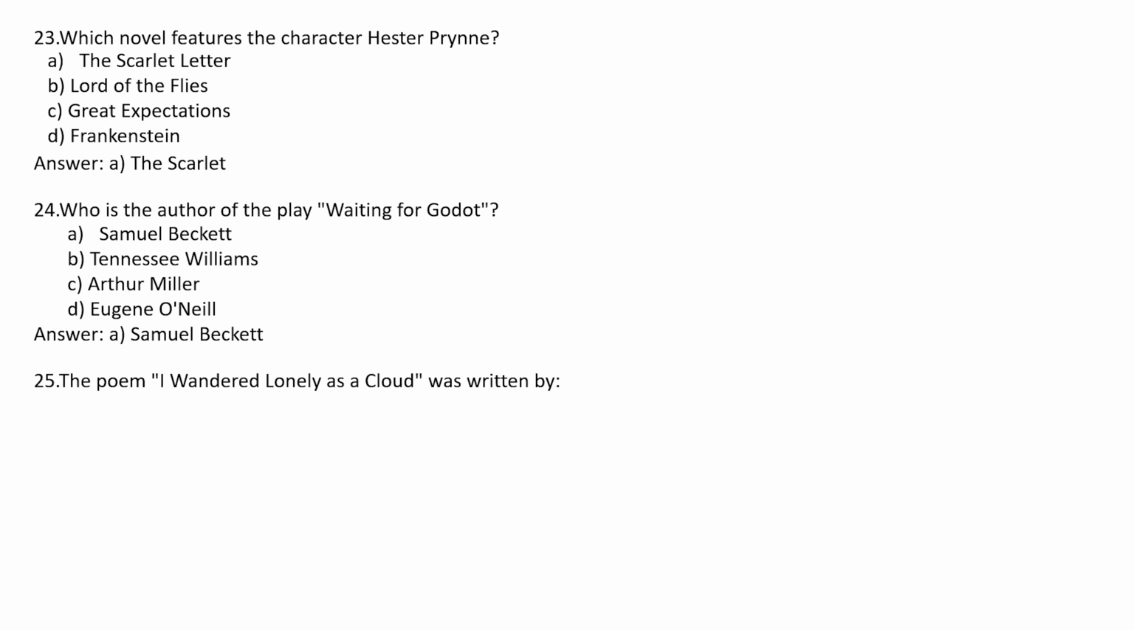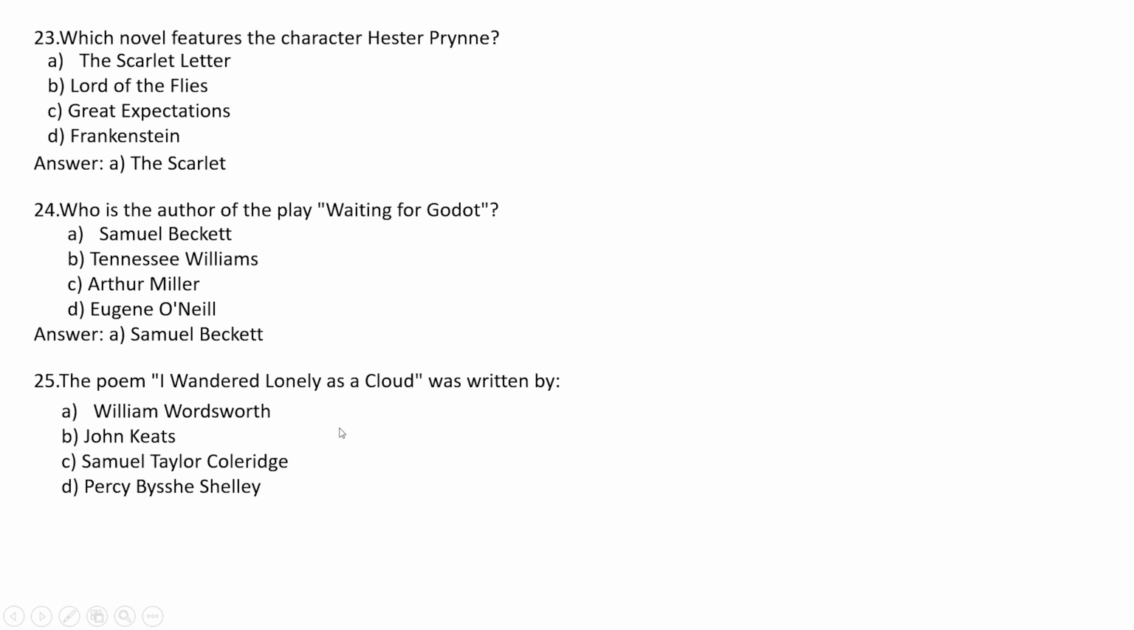Question number 25. The poem I Wandered Lonely as a Cloud was written by, options are option A, William Wordsworth, option B, John Keats, option C, Samuel Taylor Coleridge, option D, P.B. Shelley. And the correct answer is William Wordsworth.